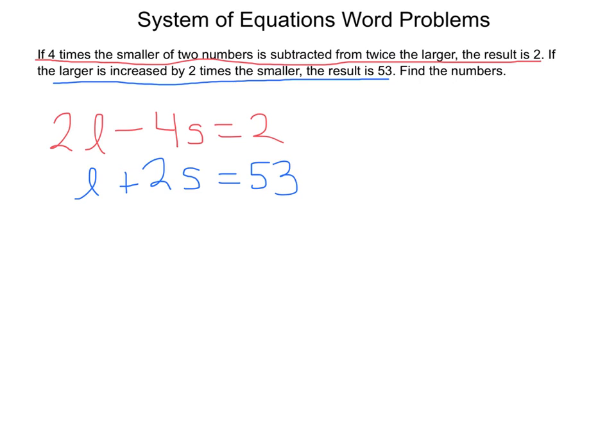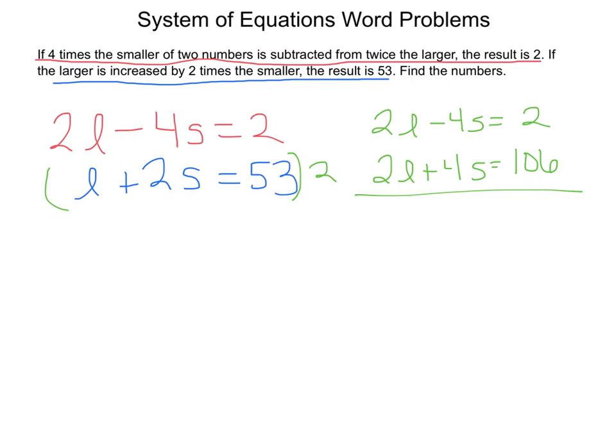Right now, we don't have opposites. However, if I multiply this bottom one by 2, that will give me opposites there. It will give me 2L plus 4S equals 106. And then I'm going to just bring the top one over. 2L minus 4S equals 2. Now the S's are opposites, so those cancel. We get 4L equals 108.